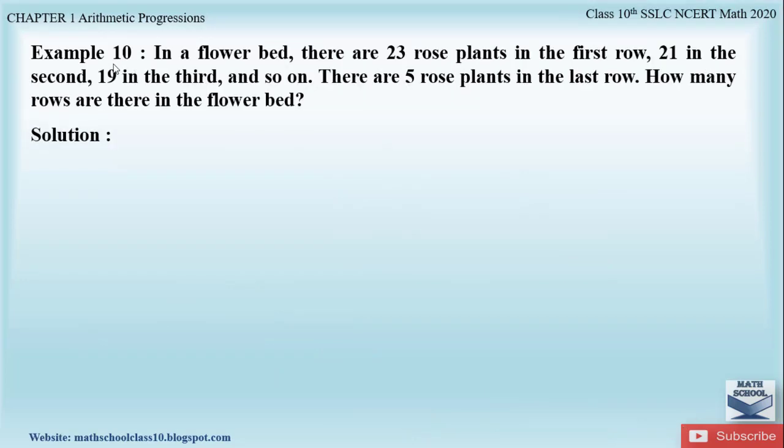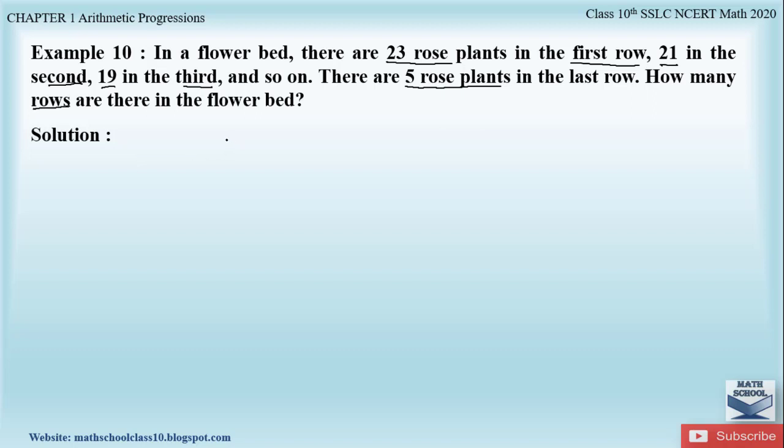Now coming to example number 10, it says: in a flower bed there are 23 rose plants in the first row, 21 in the second, 19 in the third and so on. There are 5 rose plants in the last row. How many rows are there in the flower bed? So here in the question there is a flower bed where there are 23 rose plants in the first row, 21 in the second row, 19 in the third row and so on, and in the last row there are 5 rose plants. So we have to determine how many rows are there in the flower bed.